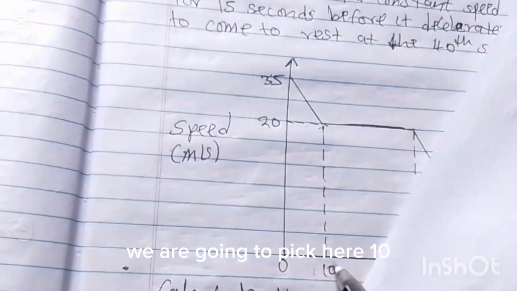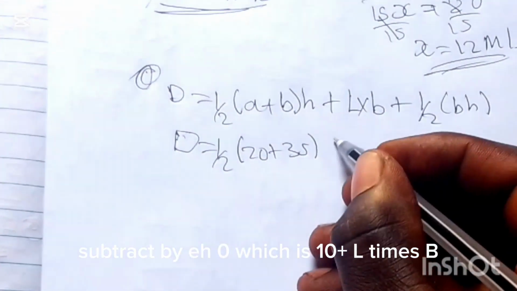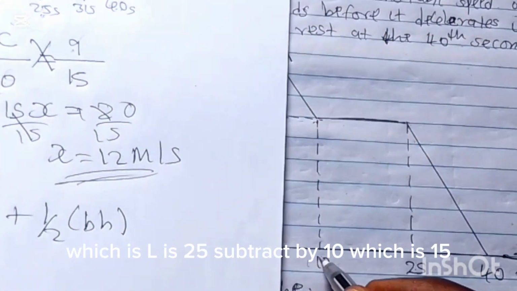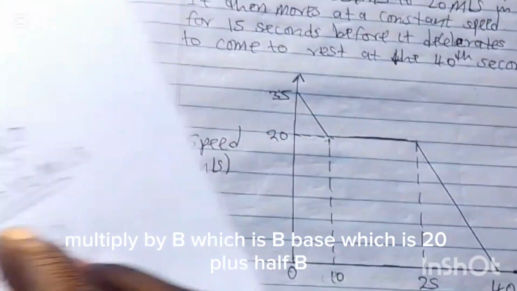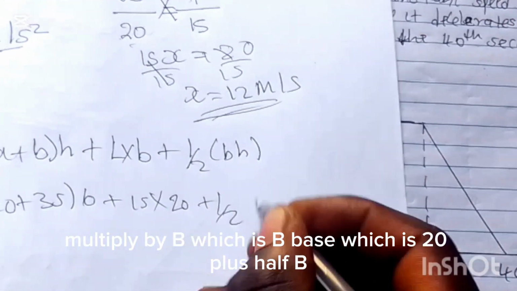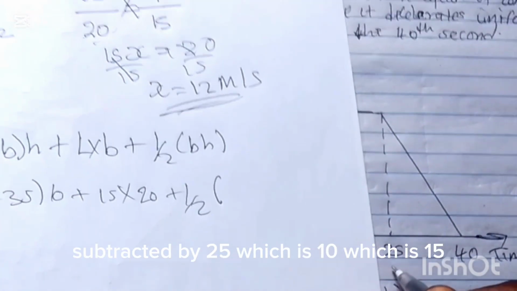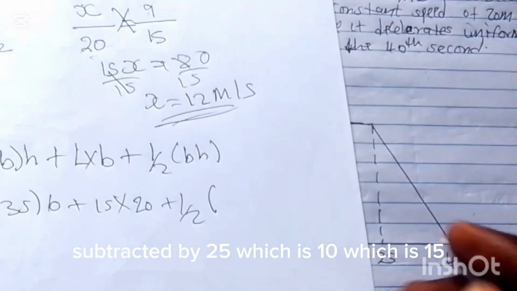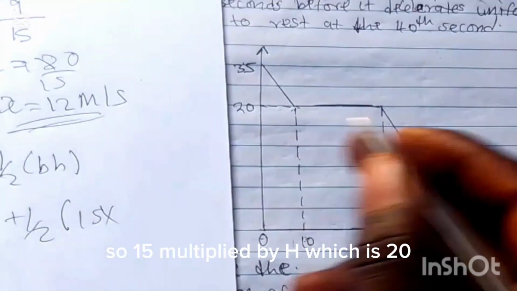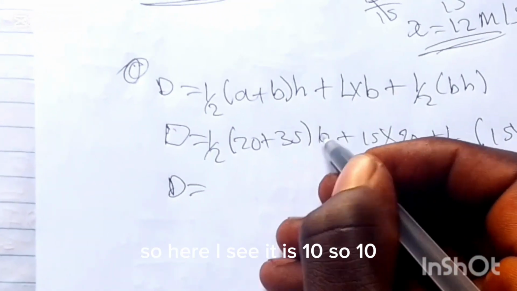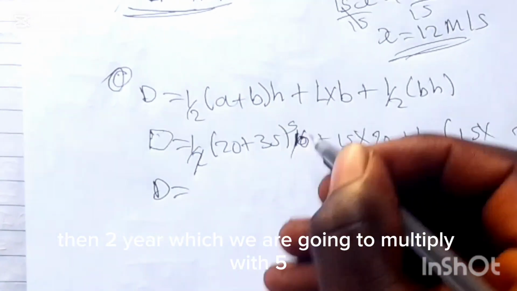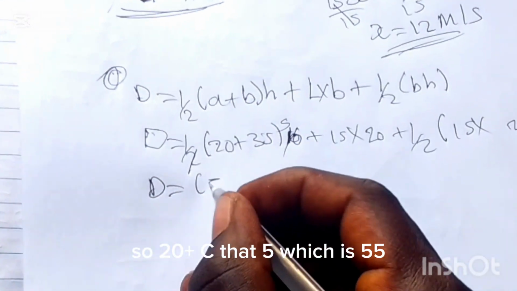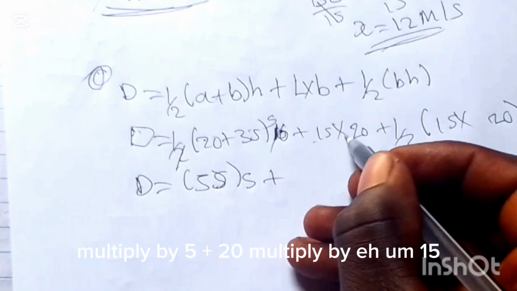h we're going to pick here, 10 subtracted by 0, which is 10, plus length times breadth, where the length is 25 subtracted by 10, which is 15, multiplied by the breadth, which is 20, plus half base, where the base is 40 subtracted by 25, which is 15, multiplied by the height, which is 20. So distance equals, here it is 10. We're going to cancel 2 here, which gives us 5. So 20 plus 35, which is 55, multiplied by 5.